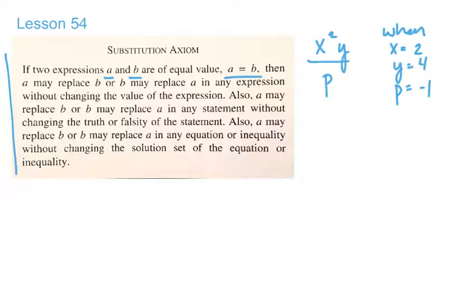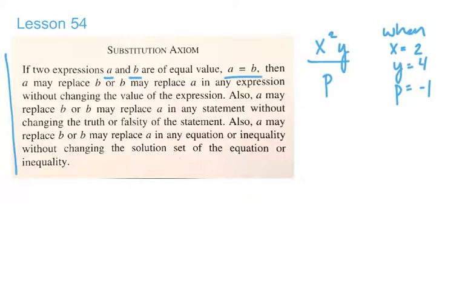Also, A may replace B or B may replace A in any statement without changing the truth or falsity of the statement. Also, A may replace B or B may replace A in any equation or inequality without changing the solution set of the equation or inequality. So all they're really saying there is when they give you either an expression or an equation, and then they give you some parameters of what you can substitute for those variables, you're allowed to substitute them for each other without changing the outcome.